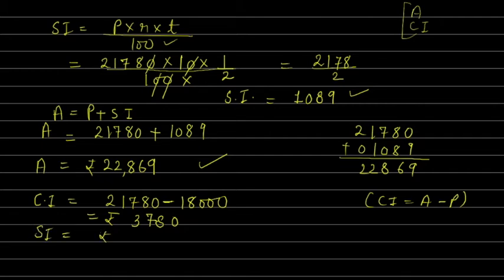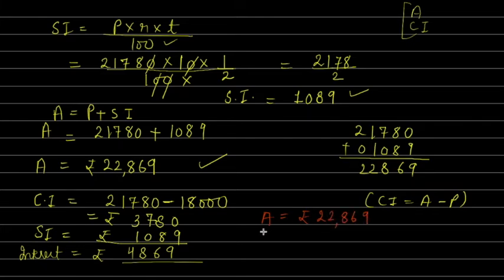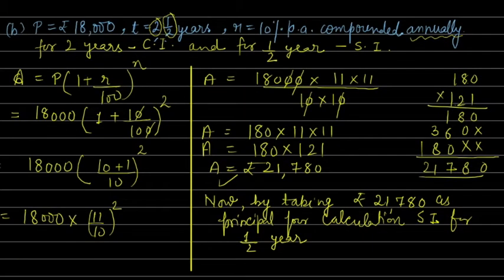1089 rupees. So how much is the total interest? 9, 16, 8, 4. So if you see, your total interest is coming out rupees 4,869. So if I want to write the answer, the amount is coming out how much? Rupees 22,869, and the total interest which you have calculated is coming out rupees 4,869.